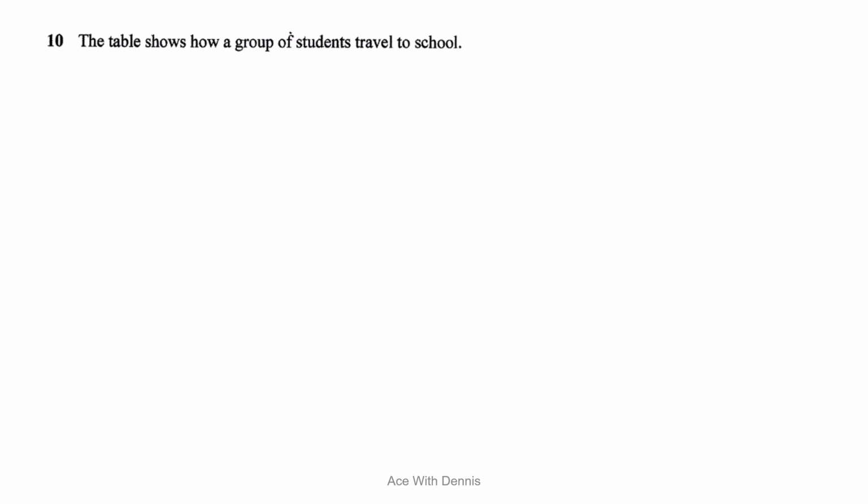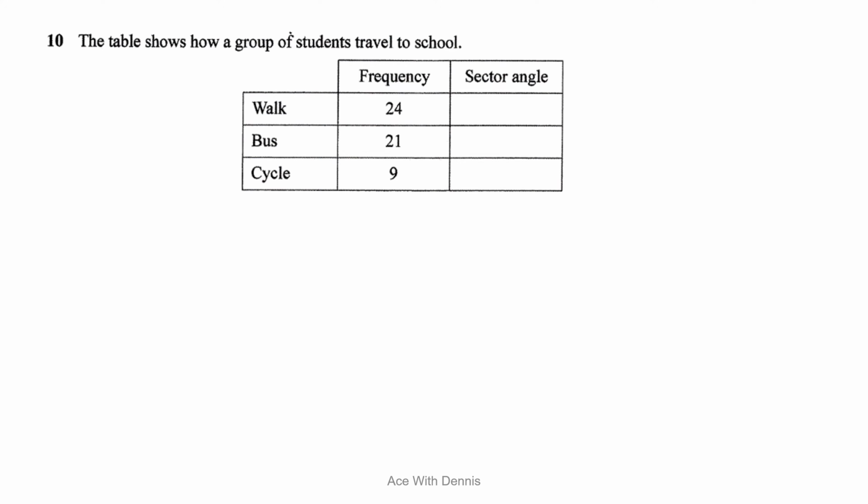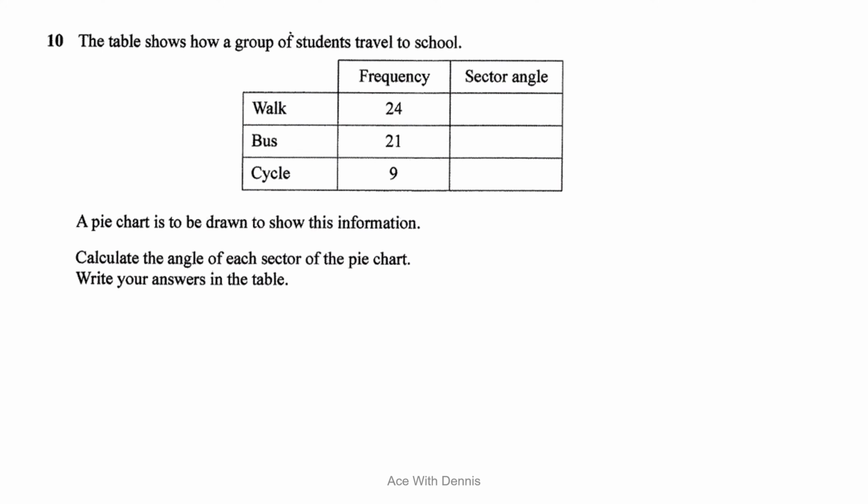Question 10. The table shows how a group of students travel to school. So here's the table. A pie chart is to be drawn to show this information. Calculate the angle of each sector of the pie chart. Write your answers in the table. 3 marks. Right, so the very first thing we need to do is to find the total frequency, which is 24 plus 21 plus 9, and the value is 54. Now we can find each angle one by one.